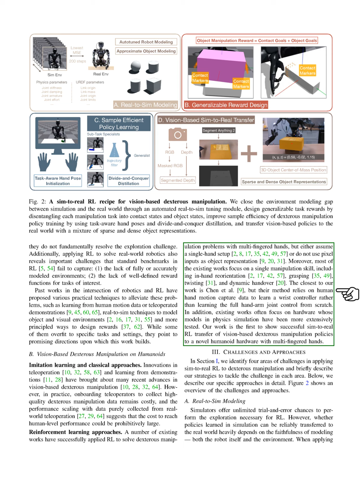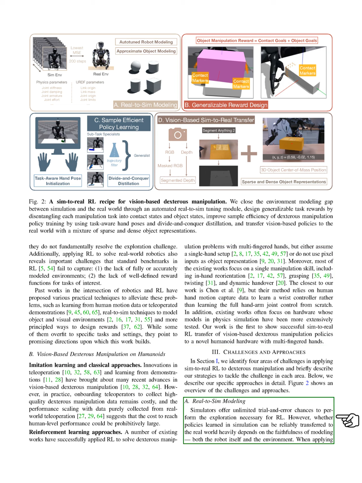Furthermore, many existing studies focus on hardware that has been extensively tested in physics simulations. Our work is unique in demonstrating successful transfer of vision-based dexterous manipulation policies from simulation to a new humanoid robot with multi-fingered hands. We identify 4 key challenges in applying sim-to-real RL to dexterous manipulation and outline our strategies for addressing each challenge. We will detail our specific approaches in the following sections, supported by an overview of the challenges and our methods.